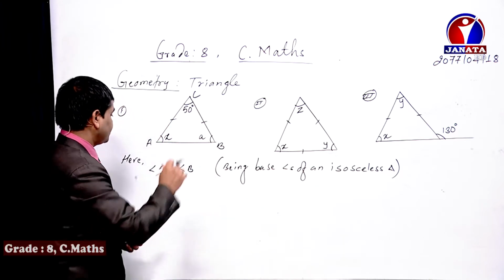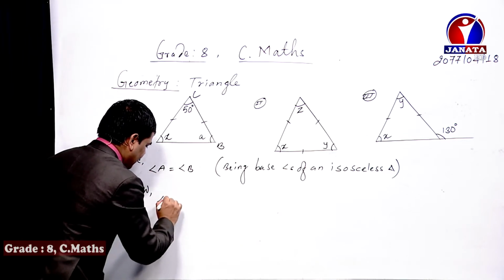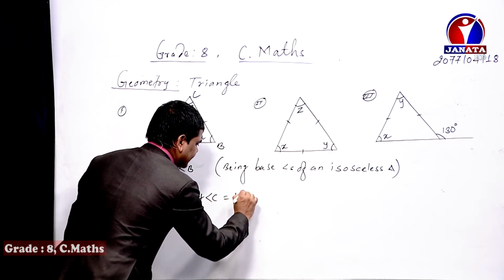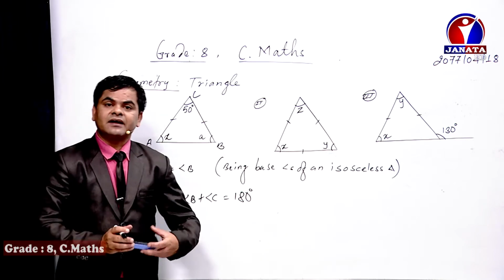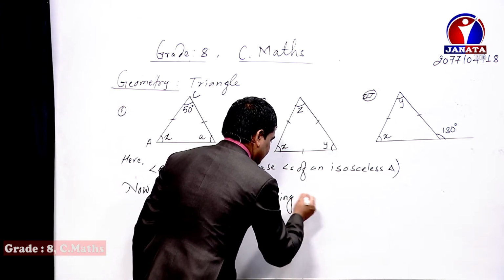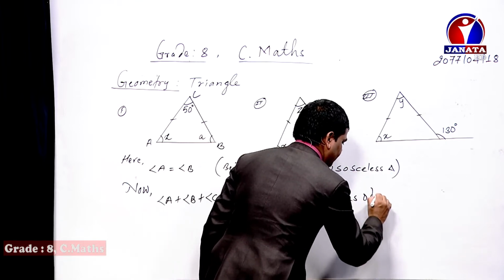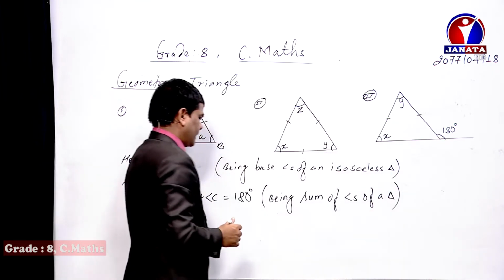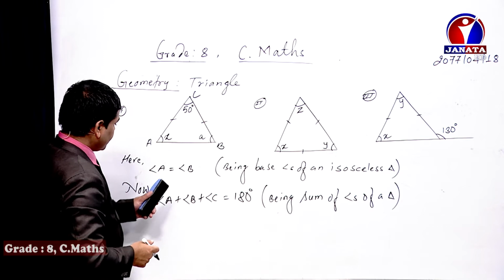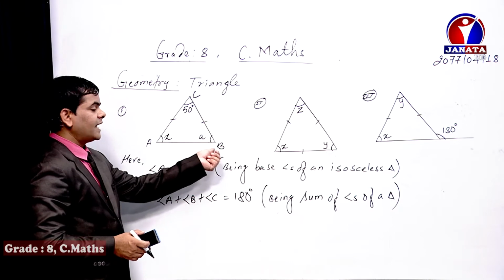And then, dear students, secondly, angle A plus angle B plus angle C equals 180 degrees, isn't it? Because they are the interior angles of the triangle. So right here, being the sum of angles of a triangle. Now what can you do, dear students? Angle C is given already as 50 degrees. Now our target is to find angle A and angle B.